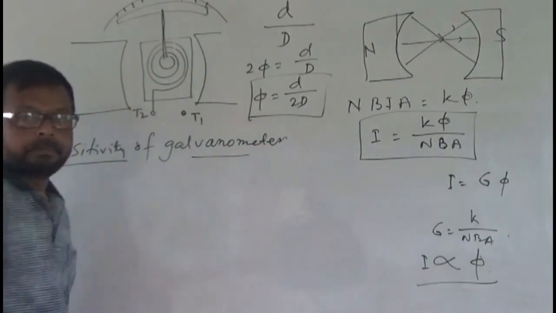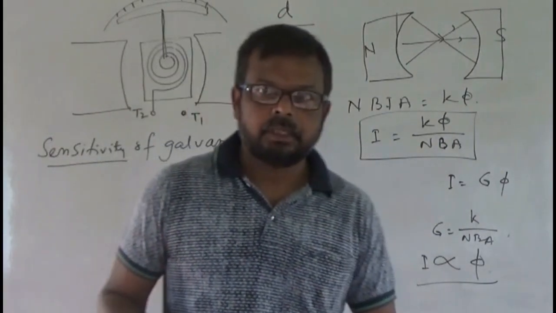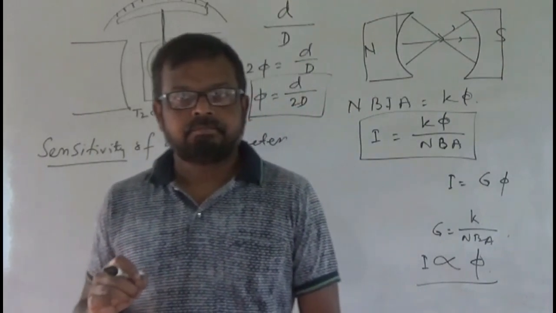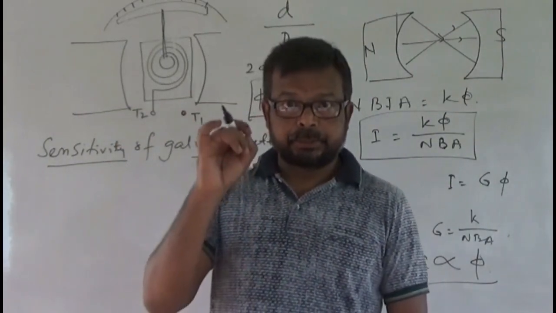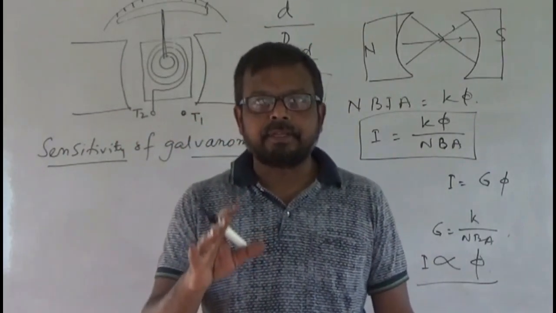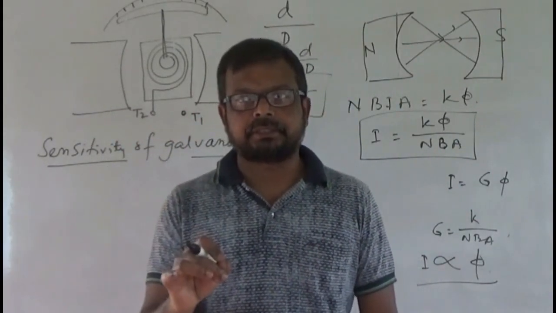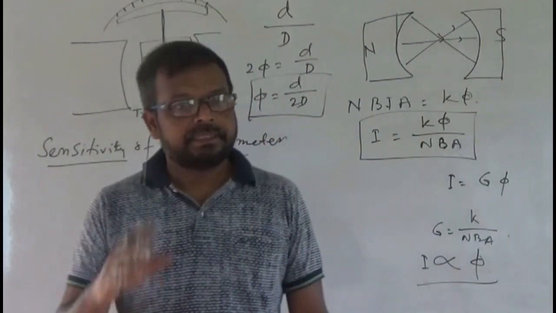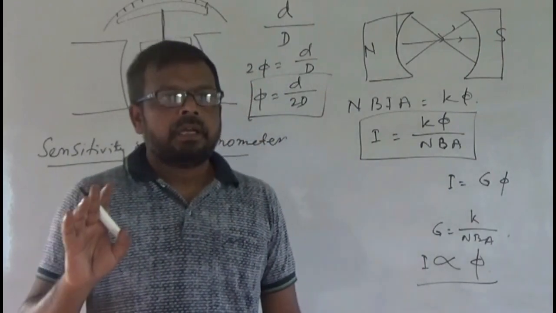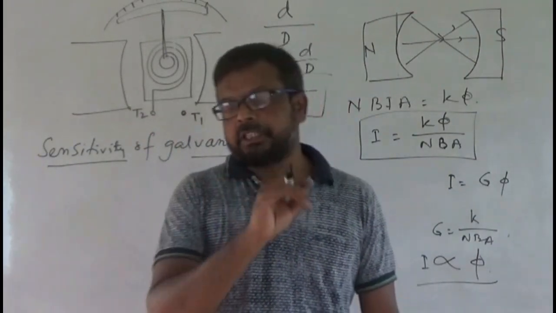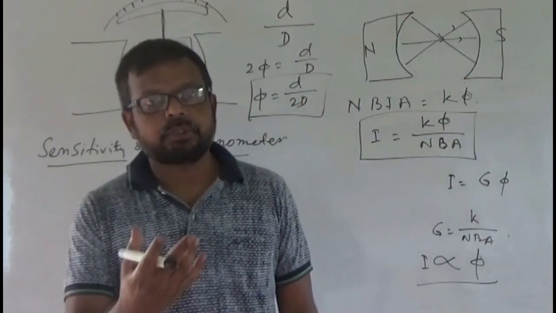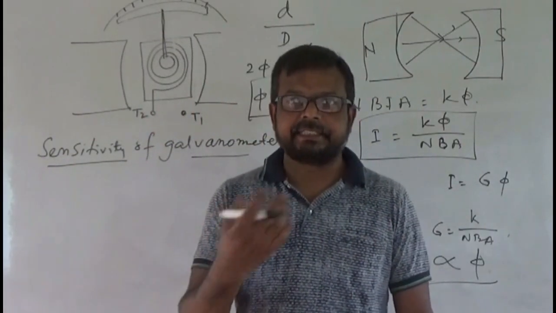Sensitivity of galvanometer. Now, a galvanometer is said to be sensitive if a small current flowing through the coil of the galvanometer produces a large deflection. Then it is called highly sensitive. Right? Now, this galvanometer has two types of sensitivity. One is called current sensitivity and another is called voltage sensitivity. First, we are going to define the current sensitivity.